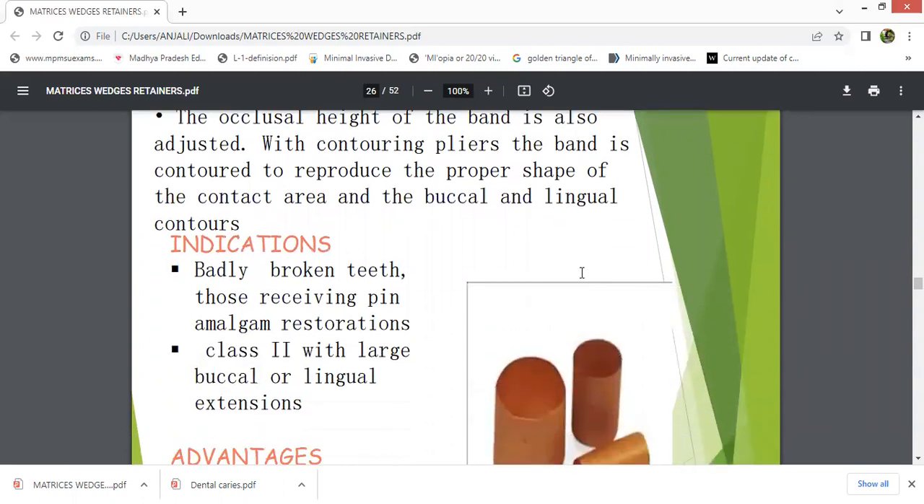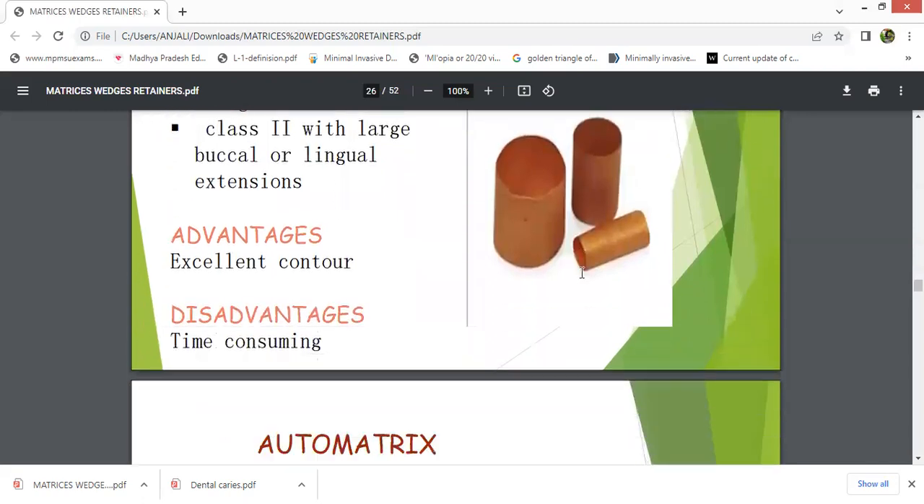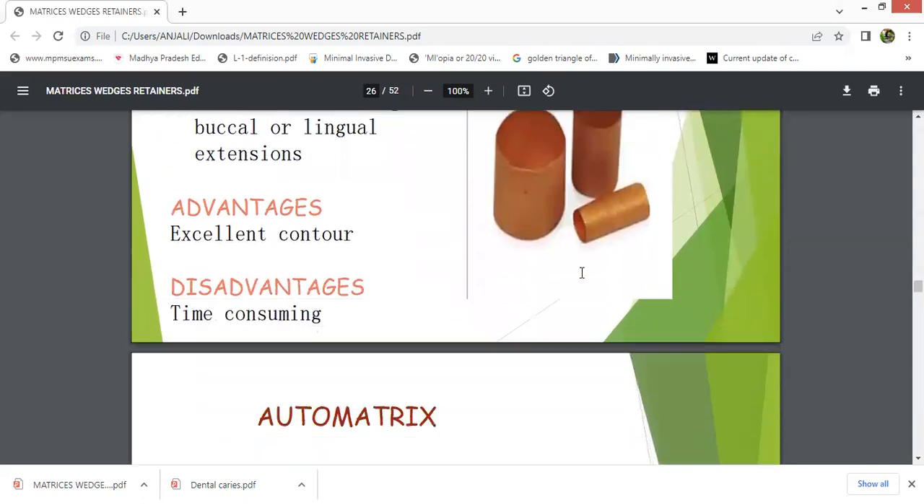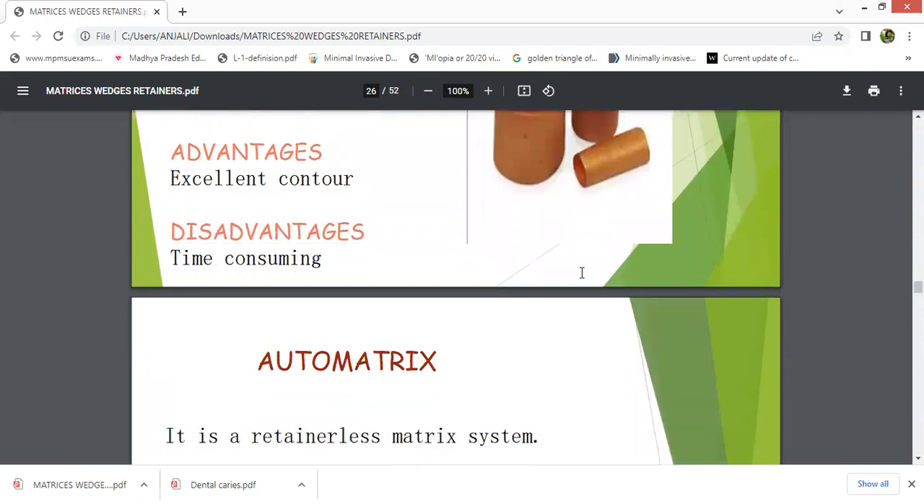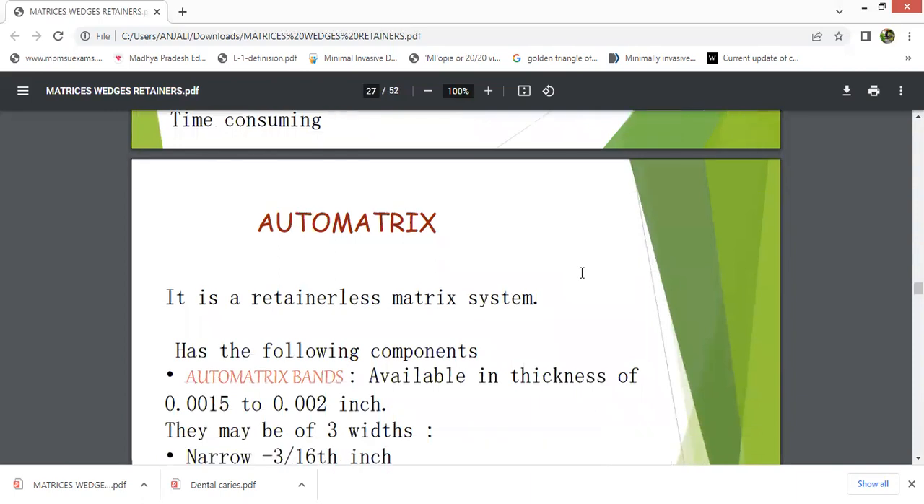Indication क्या है? Badly broken teeth, thus receiving pin amalgam restoration. Class 2 with large buccal and lingual extension. Advantage is excellent contour, disadvantage time consuming. So next one is automatrix. So automatrix में क्या है? It is a retainer-less matrix system.